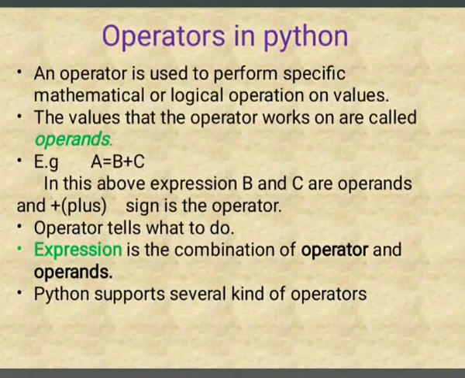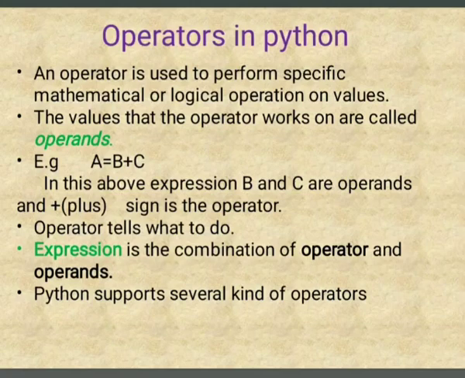First of all, let us understand the word operator. What do we mean by this word operator? Directly with the help of an example we will see. A = B + C. In this case, plus is the operator. Plus tells what to do. If B and C both are numeric values, then both the values will be added. So plus is the operator.